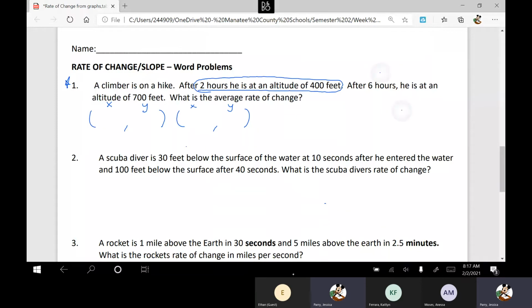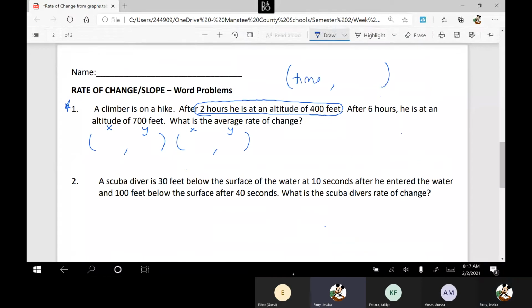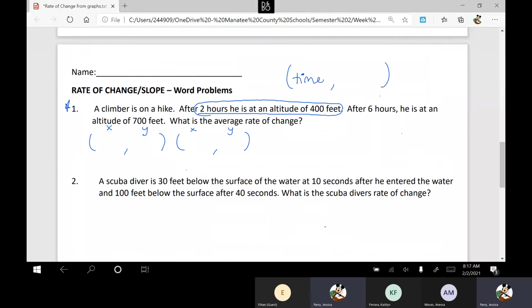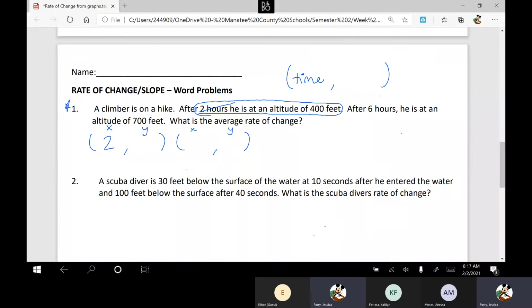Okay, when you're doing this, time is going to be written first. So out of those two numbers, the 2 hours and 400 feet, which one represents time? The 2 or the 400? 2. Yeah, the 2 hours. So that one is going to be written first. That means the 400 gets written second. So x is 2, y is 400.